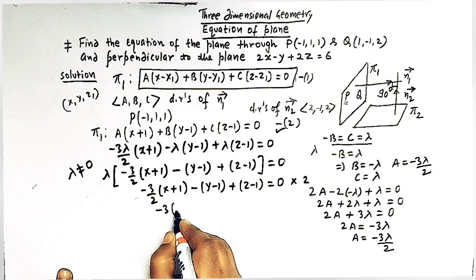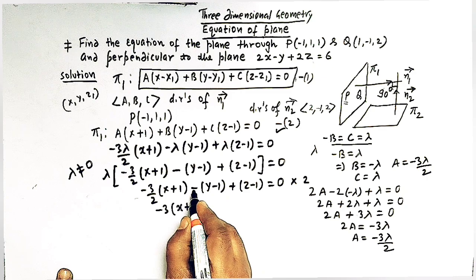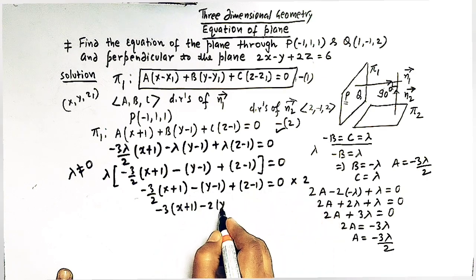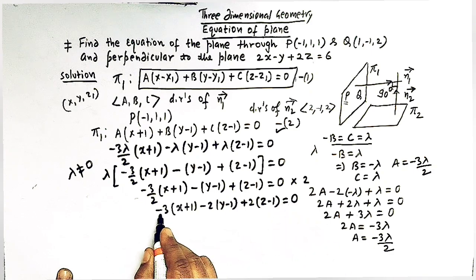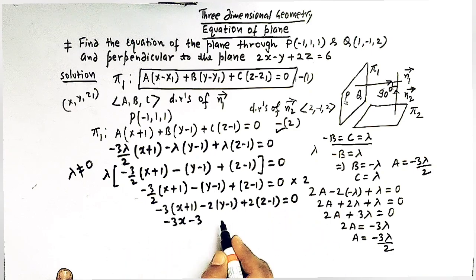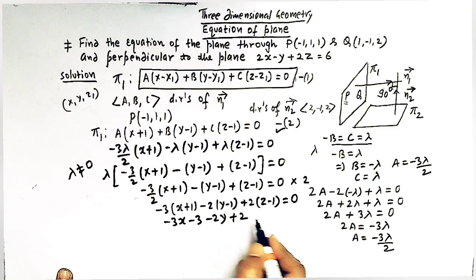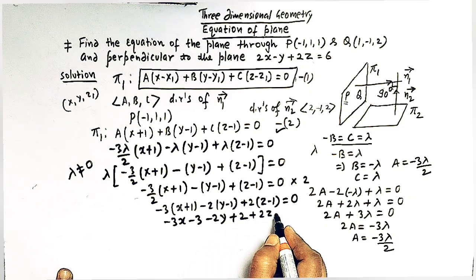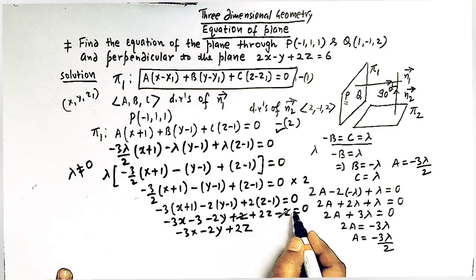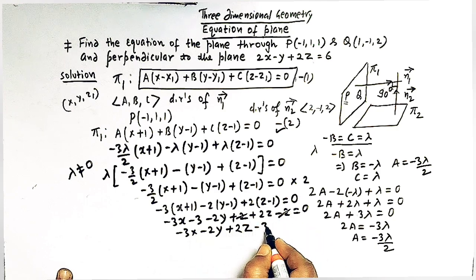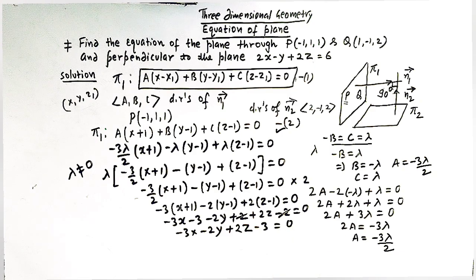So we have minus 3x plus 1, and then here we have 2 times y minus 1, and here we have 2 times z minus 1 is equal to 0. So now we have minus 3x minus 3 minus 2y plus 2, and then we have 2z minus 2 is equal to 0. So let us simplify. So we have minus 3x minus 2y, and then we have 2z, and here this 2 and this 2 get cancelled, and we have minus 3 is equal to 0.